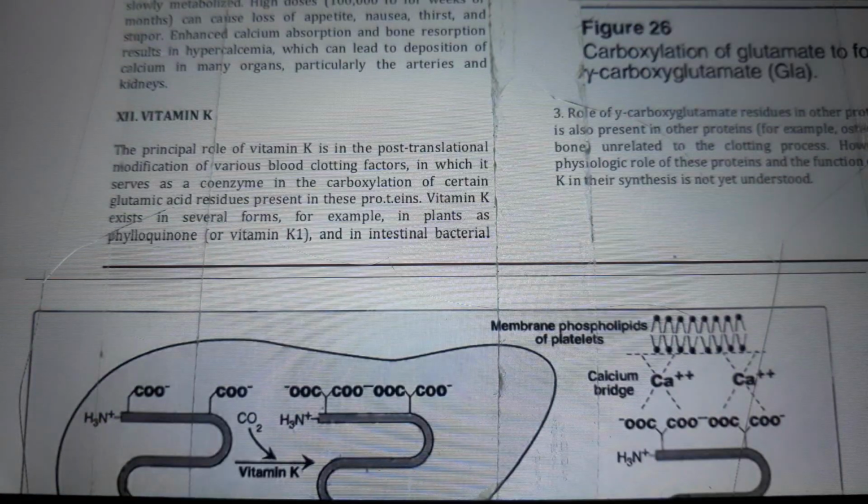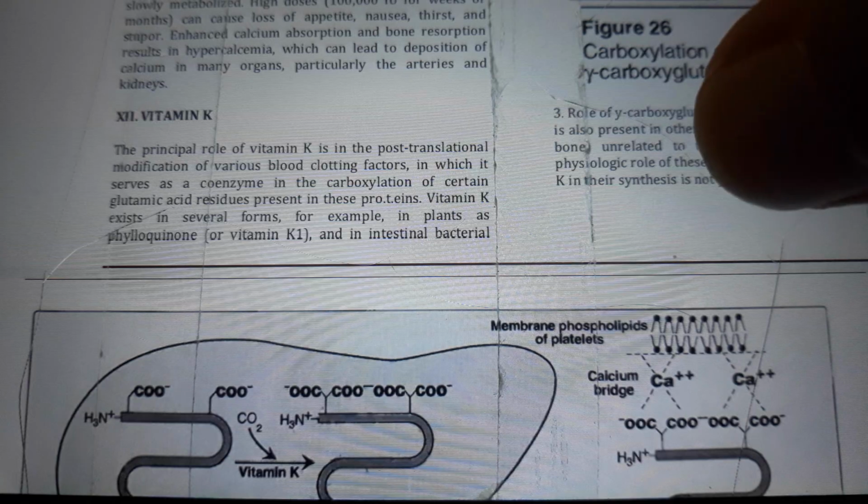Toxicity: vitamin D. Vitamin D is the most toxic of all vitamins. Like all fat-soluble vitamins, vitamin D can be stored in the body and is only slowly metabolized. High doses, 100,000 international units for weeks or months, can cause loss of appetite, nausea, thirst and stupor. Enhanced calcium absorption and bone resorption results in hypercalcemia, which can lead to depositions of calcium in many organs, particularly the arteries and kidneys.